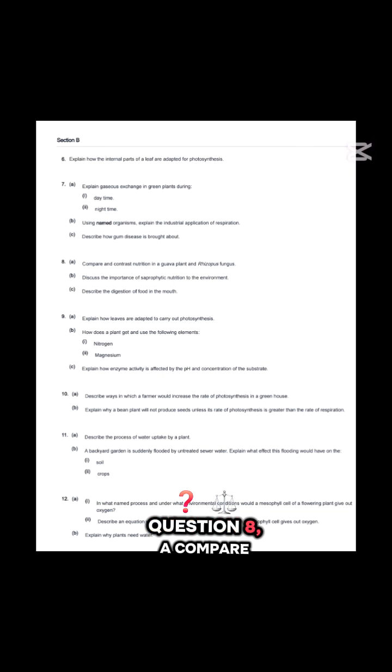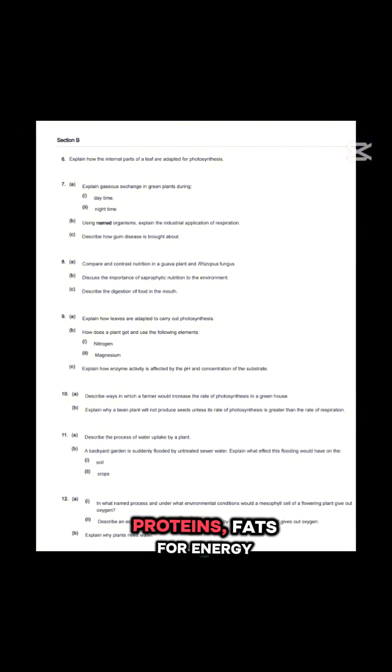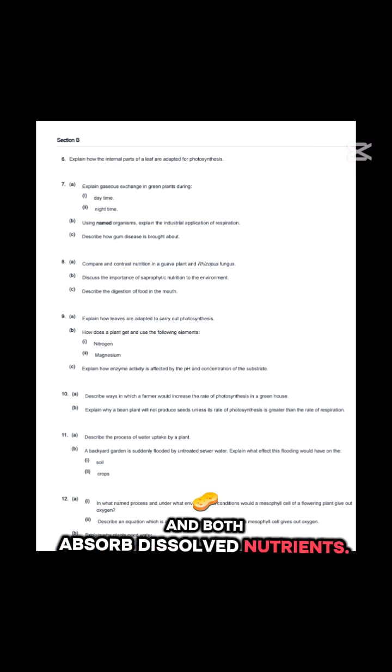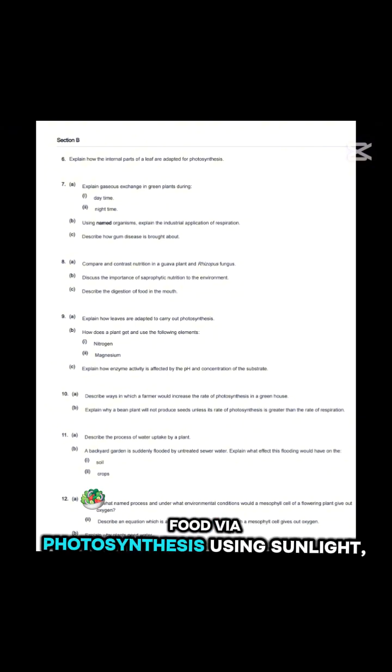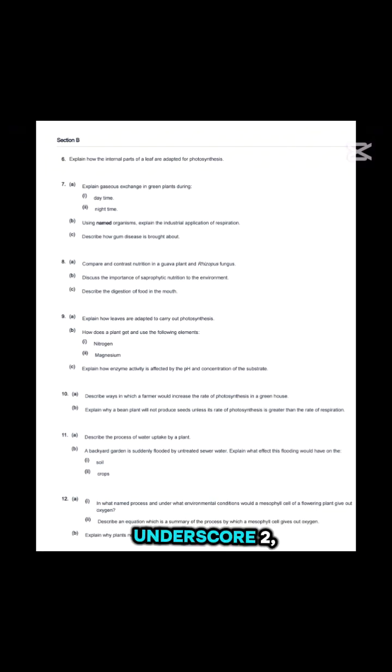Question 8. A. Compare and contrast nutrition in a guava plant and Rhizopus fungus. Similarities: both require organic nutrients, carbohydrates, proteins, fats, for energy and survival, and both absorb dissolved nutrients at a cellular level. Differences: the guava plant is an autotroph. It manufactures its own food via photosynthesis using sunlight, chlorophyll, CO_2, and water.